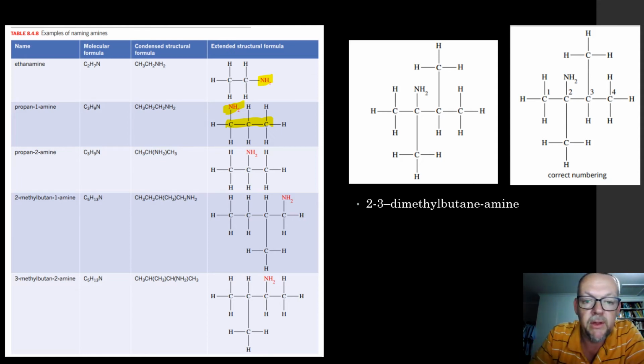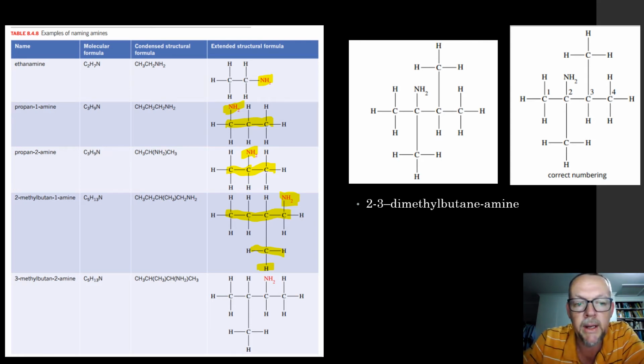Now this one, it's on the second carbon atom in the propane group, so it's going to be a propan-2-amine. Let's look at something a little bit more complicated. Here we have a type of butane molecule. Now we're going to note that this is a 1-amine, and that makes this a 2-methyl then. So we're going to call this a 2-methylbutan-1-amine. And so on.